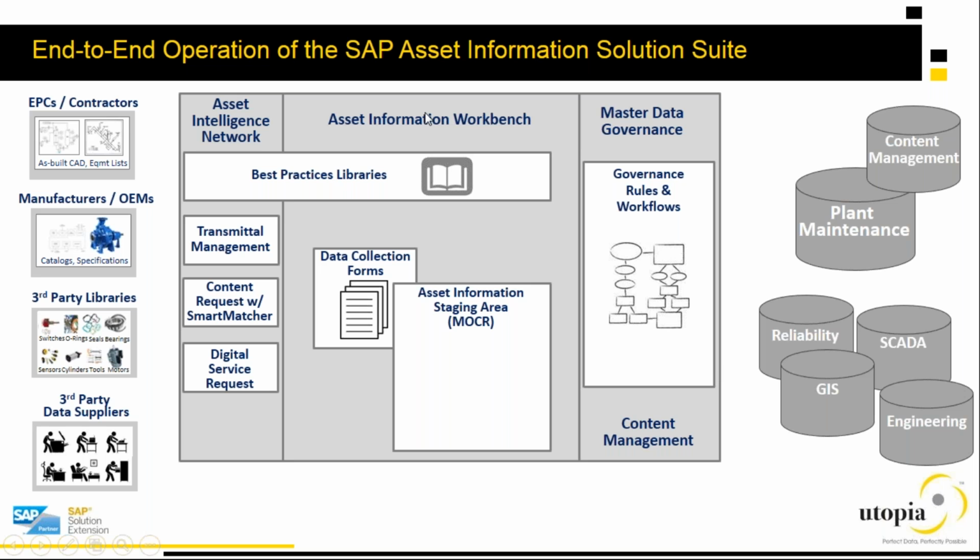Next, you have the Asset Information Workbench from Utopia, which allows you, in a graphical, user-friendly interface, to create and maintain the hierarchies associated with a capital project build-out through a combination of best practice libraries, data collection forms, and the staging area that we refer to as a multi-object change request. The third area would be SAP's Master Data Governance Solution. This would include MDG for EAM, or Enterprise Asset Management, MDG for materials, and potentially MDG for vendors, depending on what solution you're looking for.